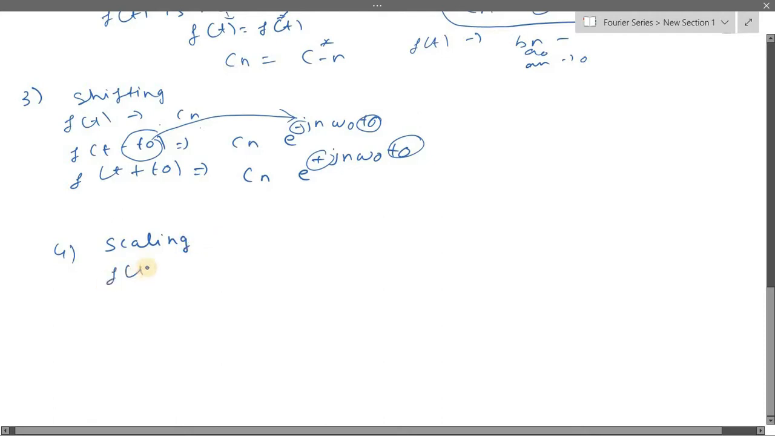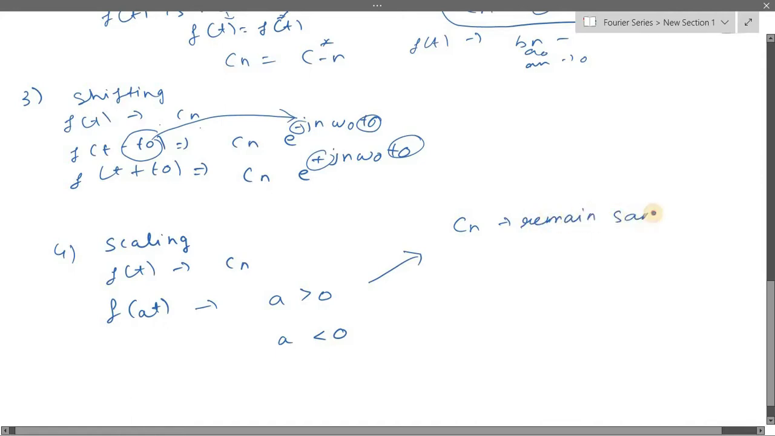You know that f of t has a Fourier coefficient as c of n. When your f of t is scaled by a, that is f of at, what will happen with your c of n? Now there are two conditions. Your a can be greater than 0, or your a can be less than 0. So let's see the first condition where your a is greater than 0. At that time your Fourier coefficient c of n will remain the same, but the only change will be with omega naught. Your omega naught will change to a omega naught.